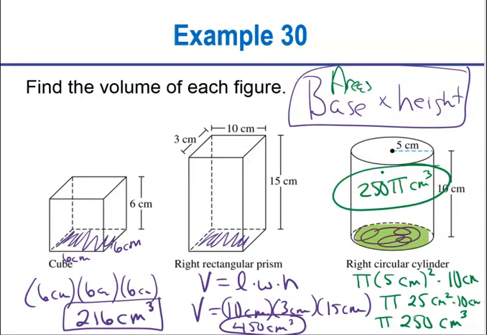Now what do you do if you need an approximation? It won't be an exact answer, y'all. If it's got pi in it, you've got to round. But if you needed to know an approximation, you say 250 times 3.14 centimeters cubed. But it's easier to leave the pi value in there because that's an exact value.